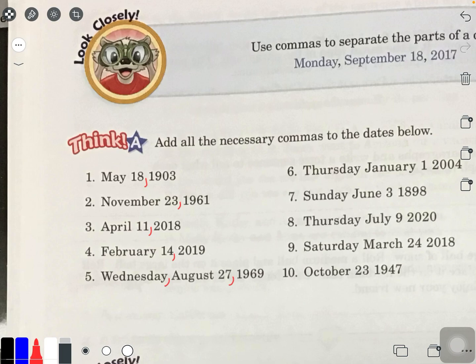Does it look familiar now? Go ahead and try number 6 through 10 on your own. You can pause the video to try 6 through 10 on your own, and then unpause it to check your work.